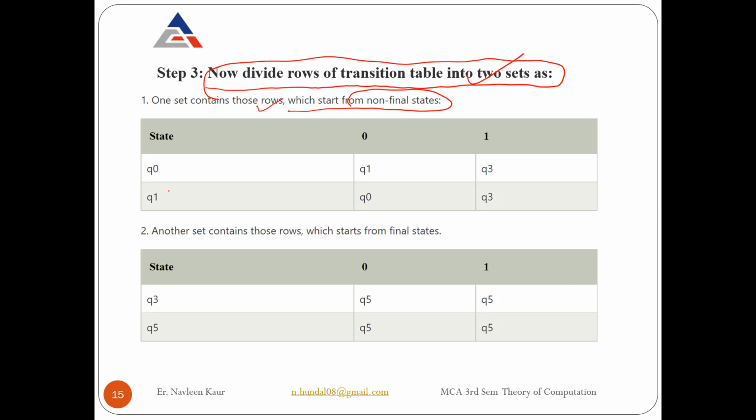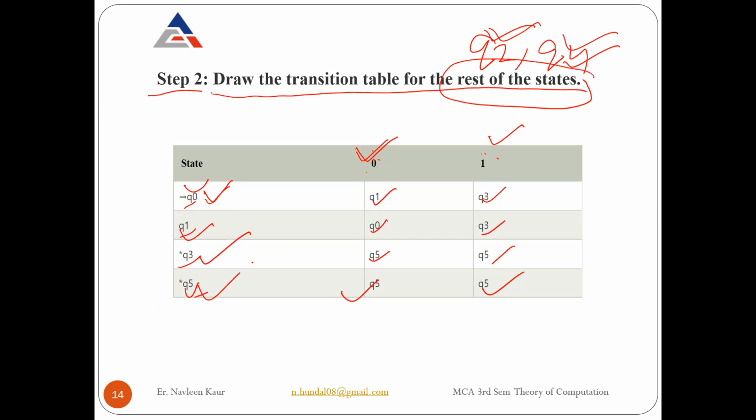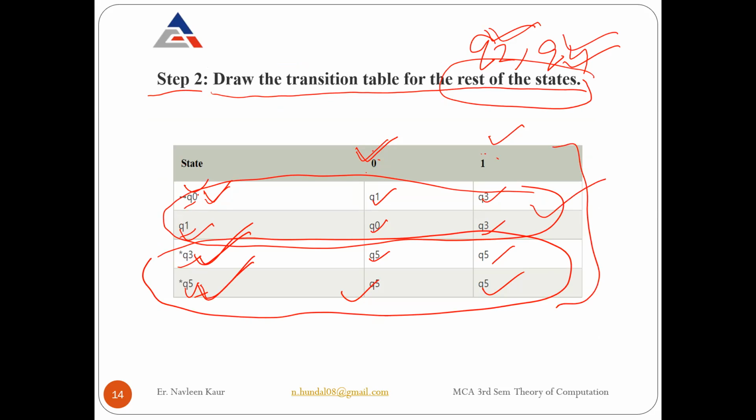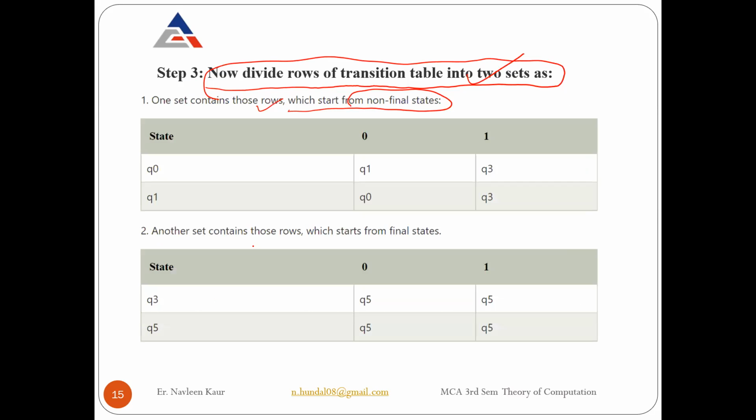Can you see? These are the final states. These two rows start from the final states. Which rows start from the non-final states? These two rows start from the non-final states. Q0 is not a final state. Q1 is not a final state. So I will divide this table into two sets. One set is of those rows which start from non-final states. The other set is of those rows which start from the final states. Can you see I have divided it the same way?